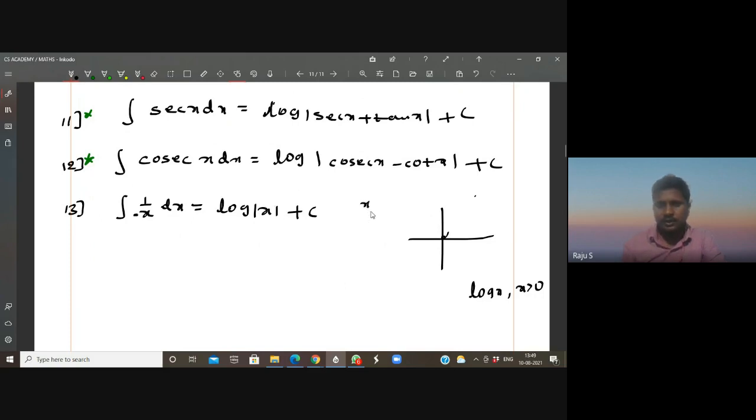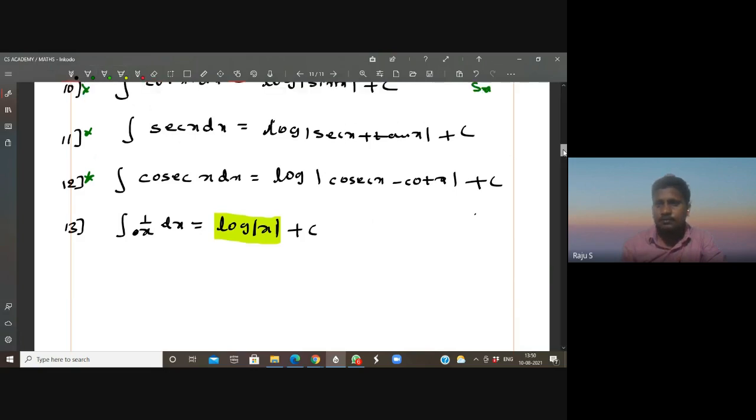See here in this case, x might take a positive value, maybe a negative value. Anyhow, the input is 1 by x, and the output we are getting is log x, but a logarithmic function cannot take a negative value. So we should put modulus x. You can take x as maybe positive, maybe negative, but modulus x is always positive, so log x is defined. Clear, Kishore? Okay. That's the reason we always put log mod.